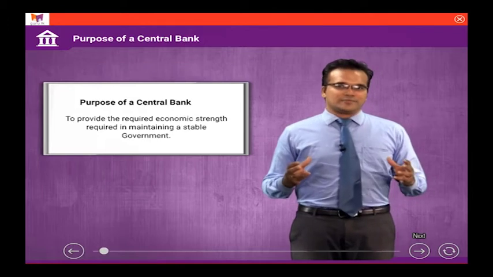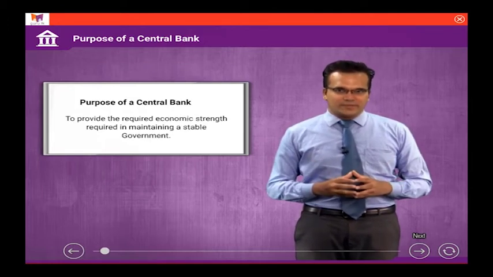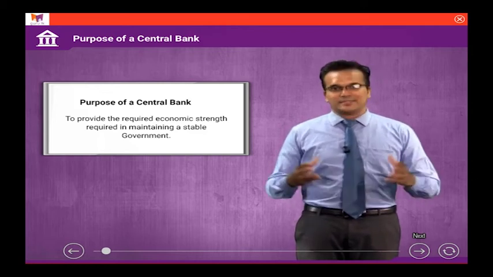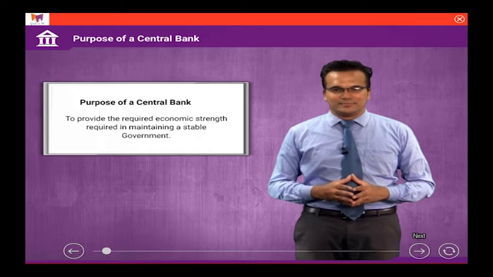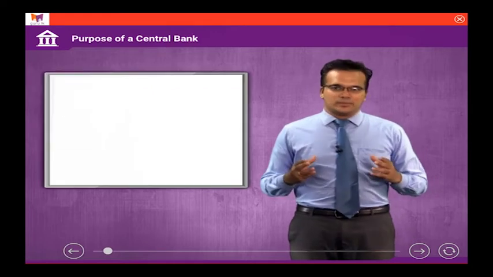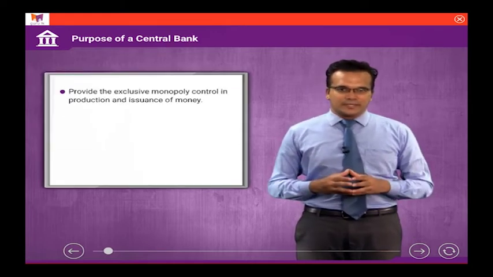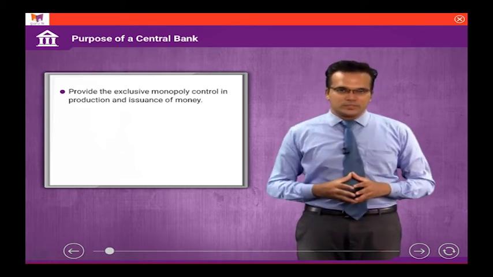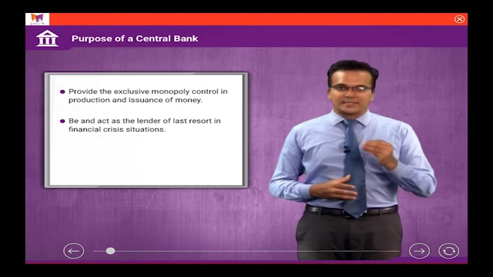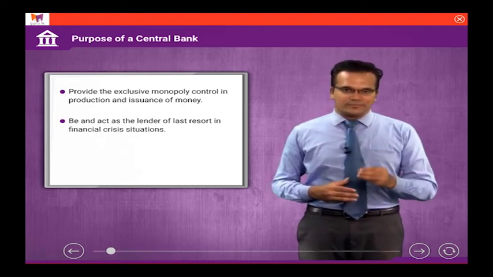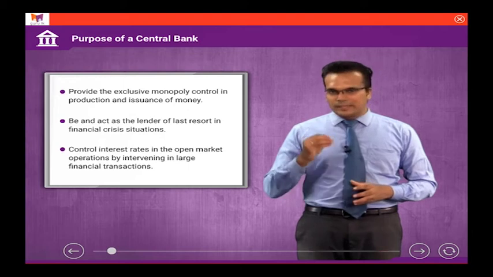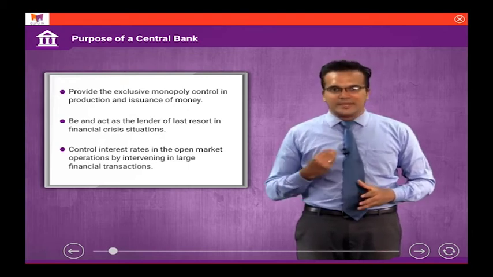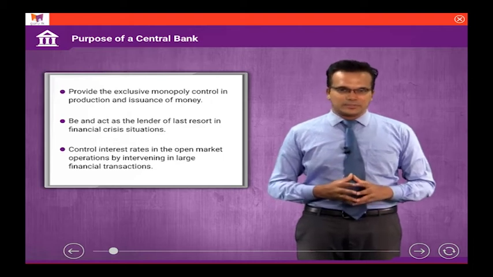The basic purpose of a central bank in a country is to provide the required economic strength in maintaining a stable government. Let's discuss this in detail. Looking back, one of the most basic purposes of a central bank was to provide exclusive monopoly control in production and issuance of money, act as the lender of the last resort in financial crisis situations, and control interest rates in the open market operations by intervening in large financial transactions.